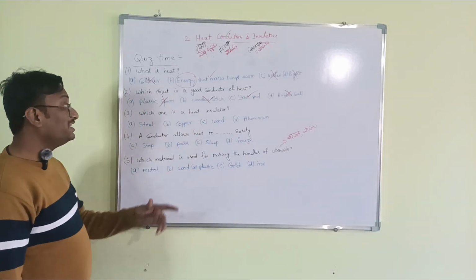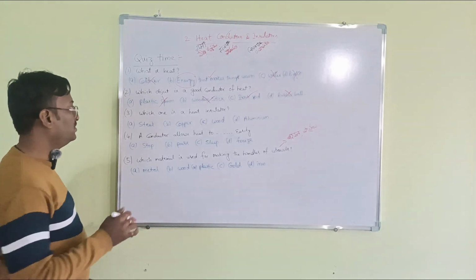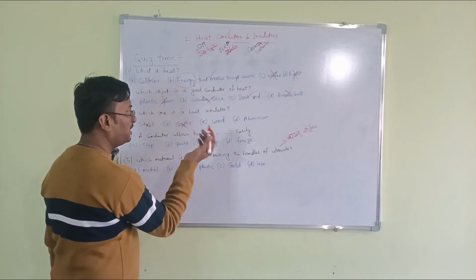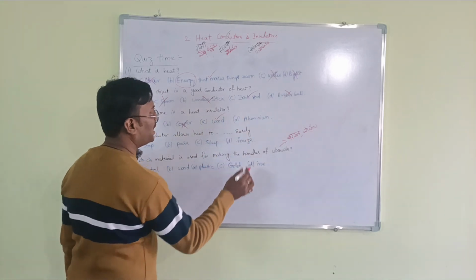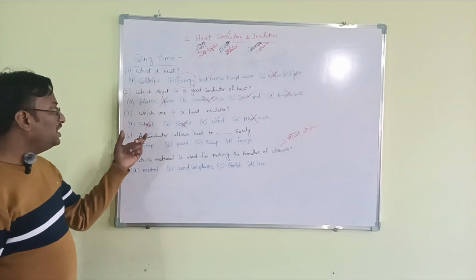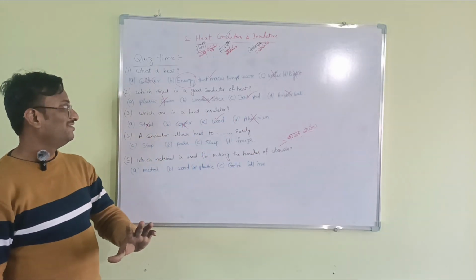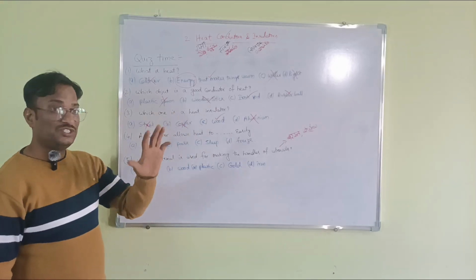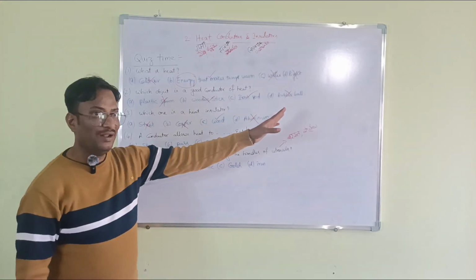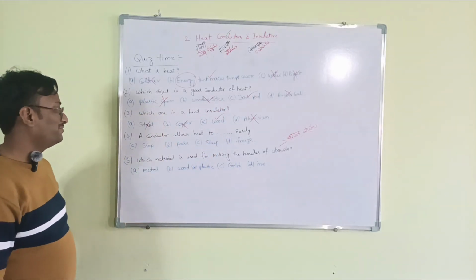Which one is the heat insulator? Insulator means it doesn't allow heat. Steel? No, it will allow heat. Copper? It will allow heat. Wood? Yes, wood is the right option. Aluminum? No, wrong option. So steel, copper and aluminum are good conductors. Wood is a good insulator. Here plastic, wood and rubber are insulators and iron is a good conductor.